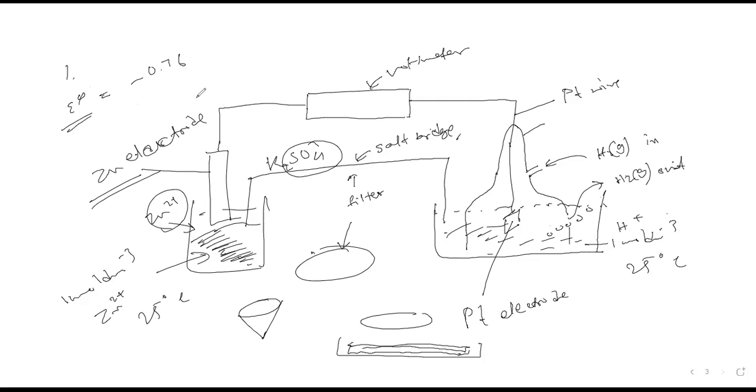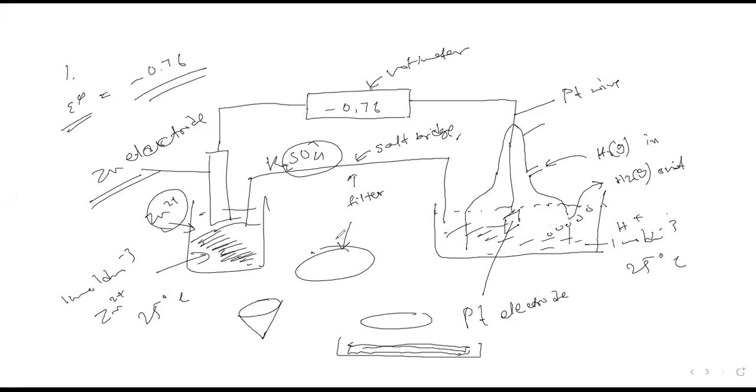We need to remember one thing, that the electron always flows in a certain direction. For right now, we are not dealing with which direction the electron is going to flow. Just carry on with me. Since the electron potential value is negative 0.76, we're going to place here negative 0.76.